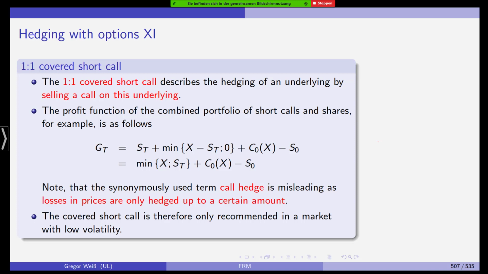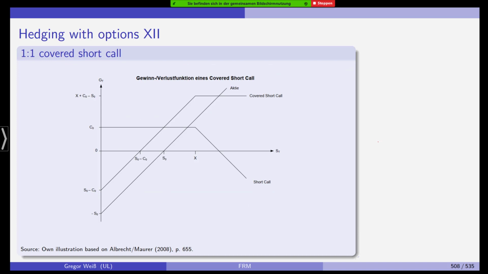It's a little bit misleading as losses in prices are only hedged up to a certain amount. And the covered short call is only recommended in a market with low volatility. So this is the covered short call. As you can see, again, we have the stock and we go short in the call, and what we get is we are driving up our losses in this amount, and at this point our profits are bounded. So we cannot participate in extreme profits, and that's the price we have to pay.